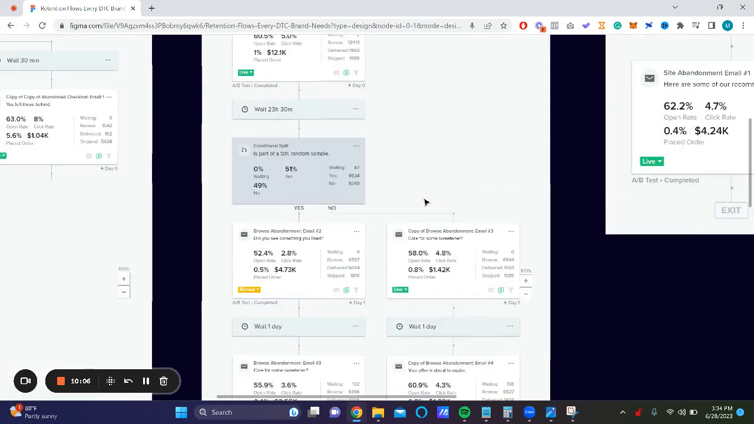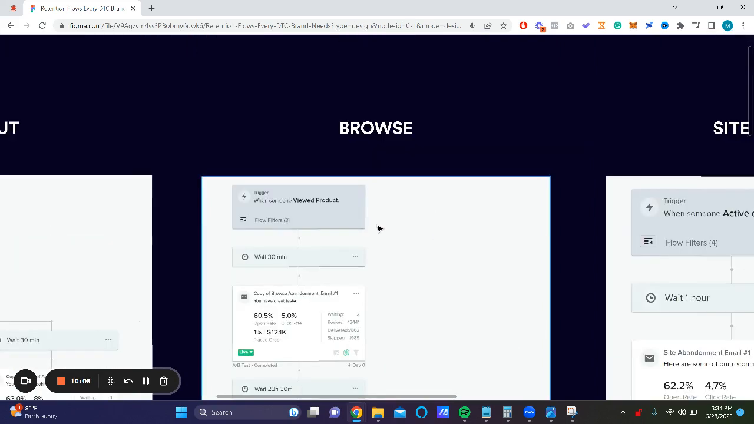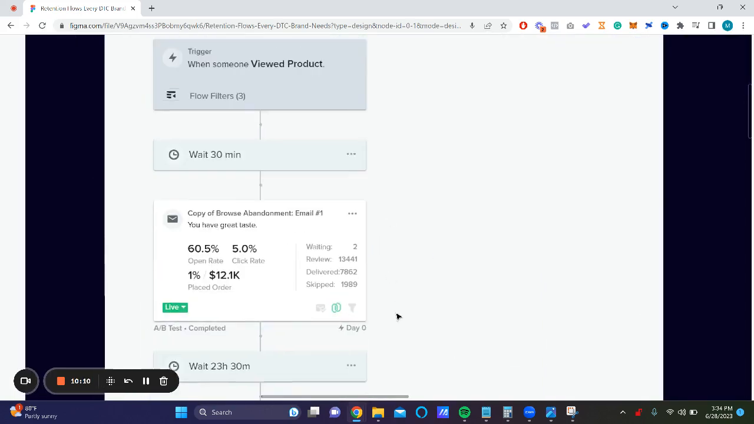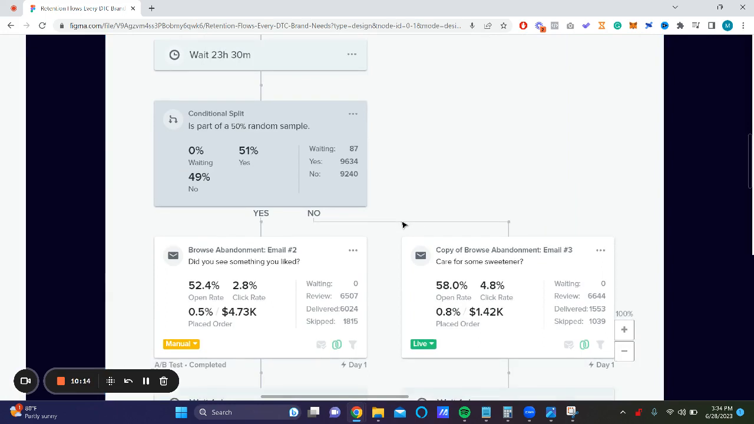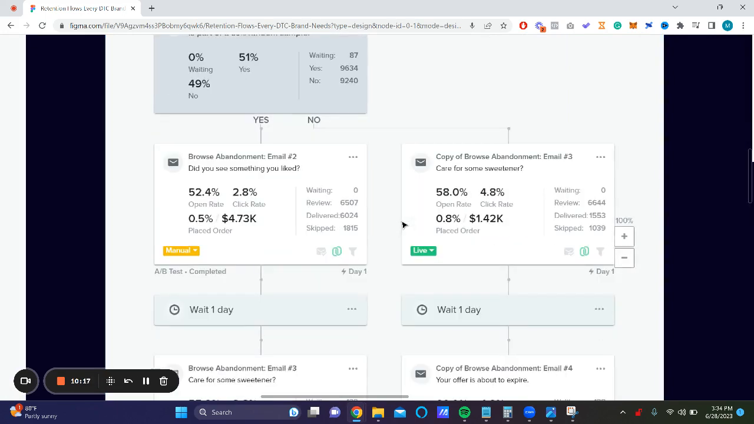So the overall framing of the browse abandonment is going to be slightly different to the abandoned checkout, just because their level of buying intent is lower. They're sort of just window shopping. So you still need to sell them on the brand. So in this one, it's going to be much more about focusing on unique selling points underneath the calls to action, the offers, etc., on each email versus the abandoned checkout.